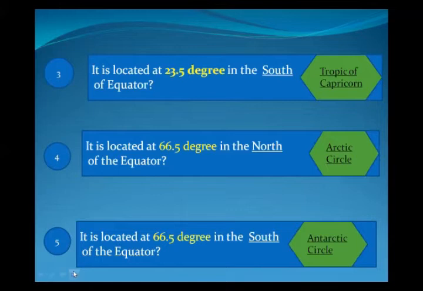The next is it is located at 23.5 degrees in the south of equator. Yes, this is called Tropic of Capricorn. Number 4 is it is located at 66.5 degrees in the north of the equator. Yes, this line is called Arctic Circle. And the number 5 is it is located at 66.5 degrees in the south of the equator. Yes, this line is called Antarctic Circle.